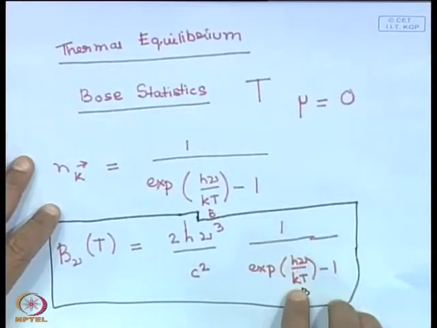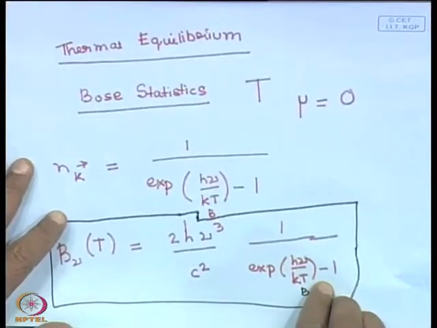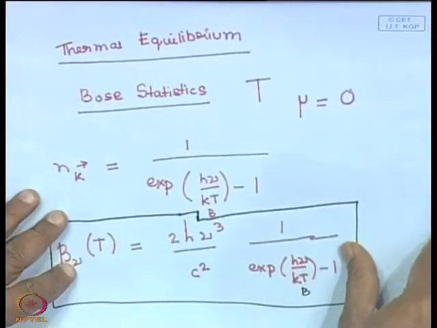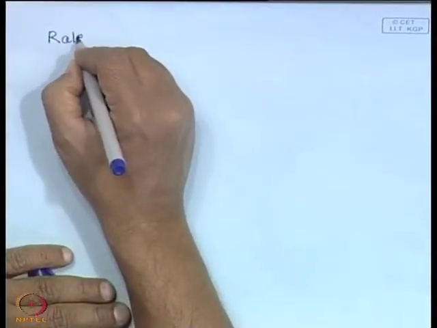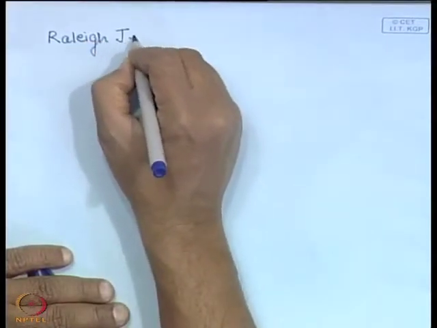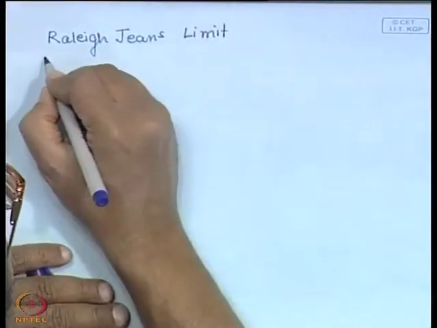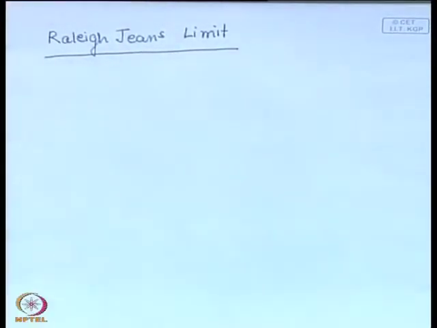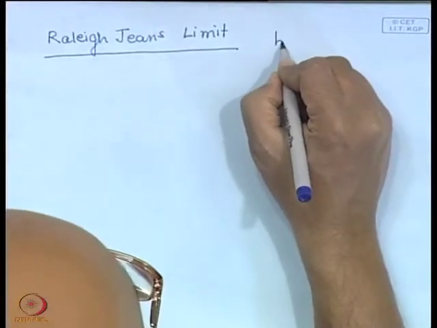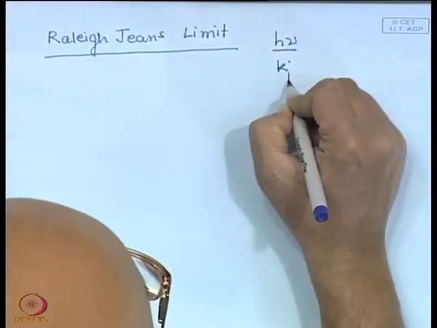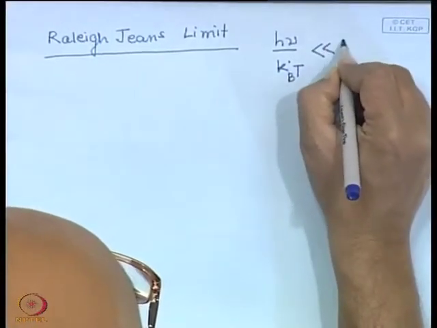Okay. So, first we will consider a certain limit, the situation where h nu by k_B, the Boltzmann constant, times T is much less than 1. This is called the Rayleigh-Jeans limit. So, we will first study the Planck spectrum in the Rayleigh-Jeans limit. What we mean is that h nu by k_B T is much less than 1.